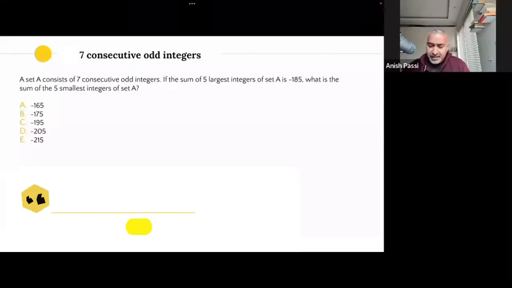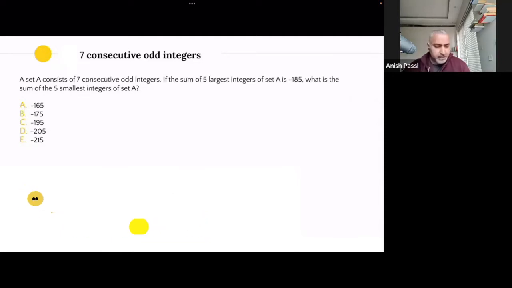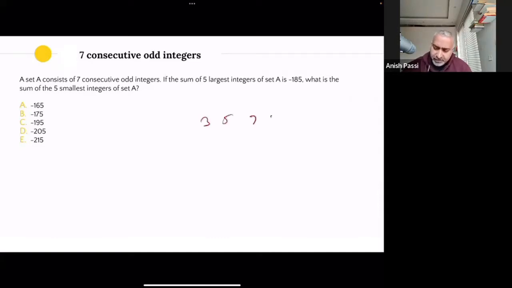A set A consists of 7 consecutive odd integers. Consecutive, also odd. What does that mean? So, for example, 3, 5, 7, 9, 11, 13, 15. These are 7 consecutive odd integers.